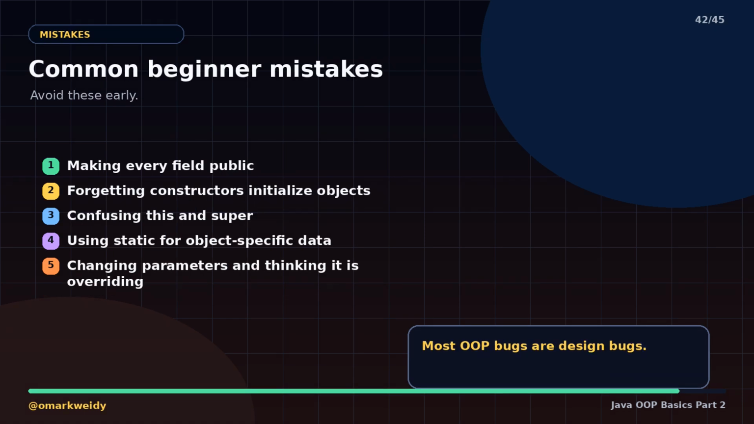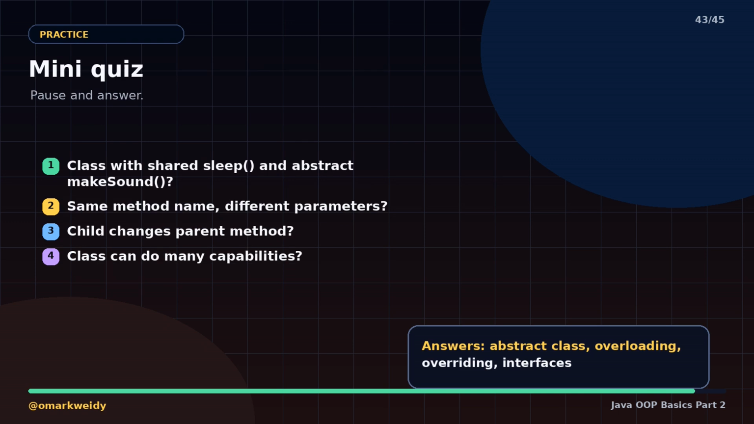Common beginner mistakes are making every field public, forgetting that constructors initialize objects, confusing this and super, using static for object-specific data, and thinking changed parameters are overriding.